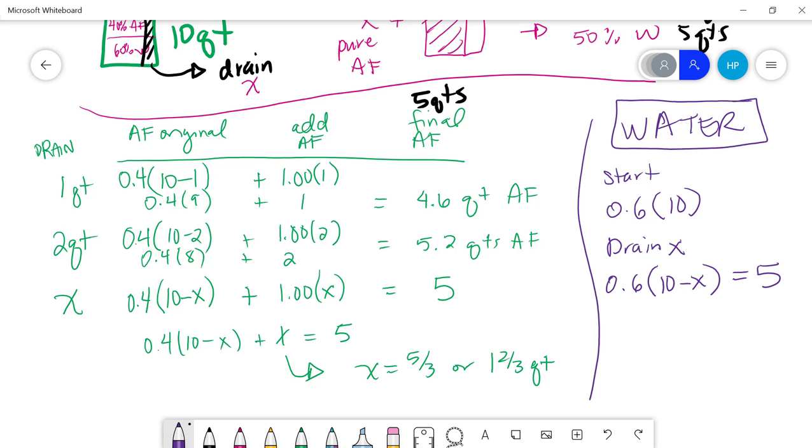just like we wanted 5 quarts of antifreeze, because they're going to be 50-50. So then you can multiply this out, and we get 6 minus 0.6X equals 5. So 0.6X equals 1, and that will get you the same thing. X equals 5/3. The amount you're going to have to drain off is 5/3 quarts. So that's the way of looking at the water, and maybe it's a little more elegant and simple than the way I did it, looking at the antifreeze.